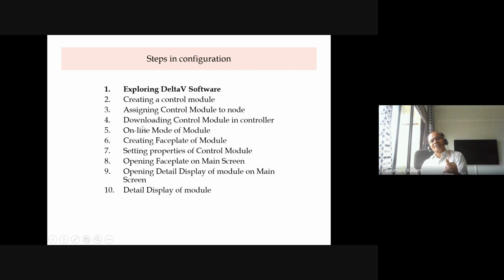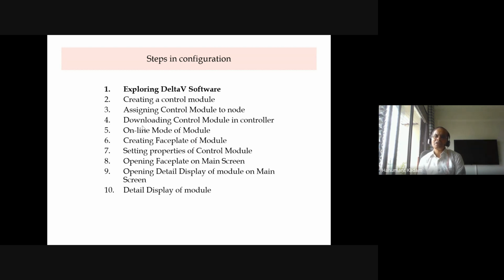Then once you have created a control module, the third step is assigning the control module to the node. Suppose you have this control module, for example LIC 103, a level indicating controller PID module, and you have given number 103. I'm just taking one example. But this control module, which controller will it be assigned to? Suppose there are two controllers in your plant. So you have to assign the controller to the node. Here you are specifying that node.